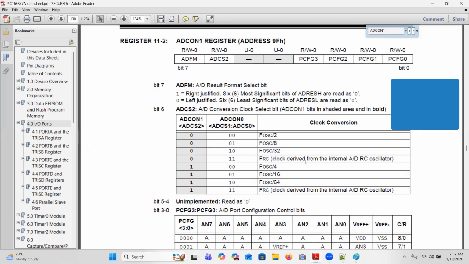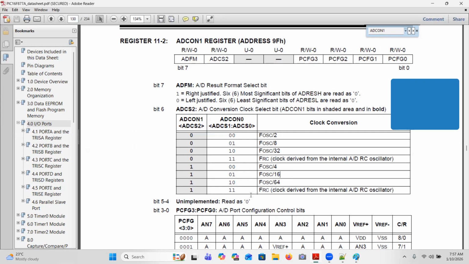FRC means the clock is derived from the internal ADC RC oscillator. I think they have an internal RC oscillator, and from that they are getting the clock. If we set 100, F oscillator divided by 4. 101, F oscillator divided by 16. 110, F oscillator divided by 64. That means 20 megahertz divided by 64 is your operating frequency.